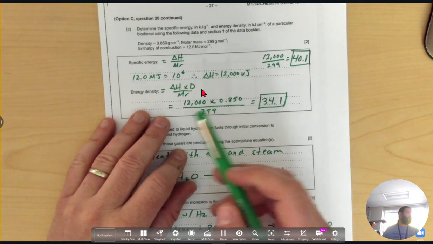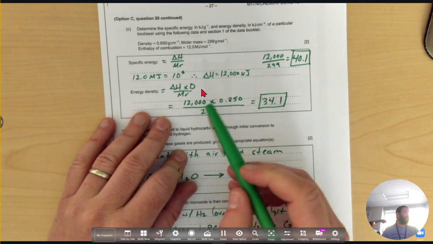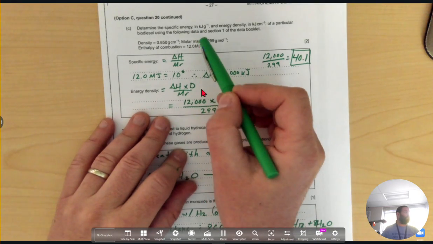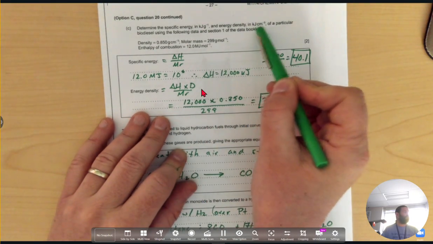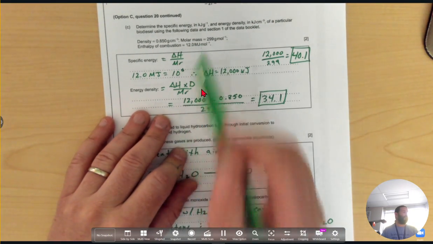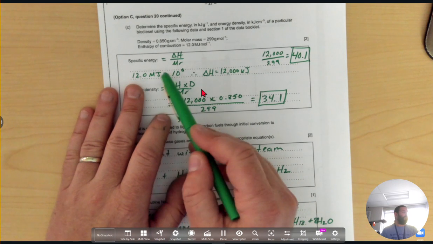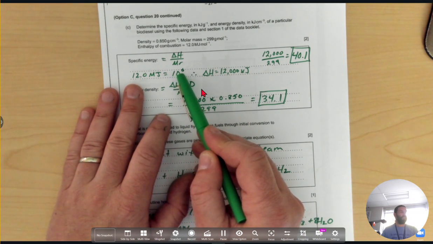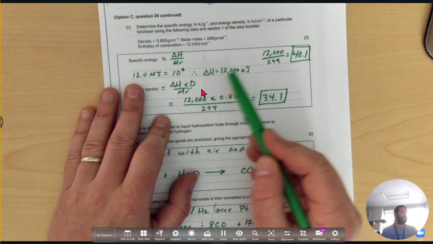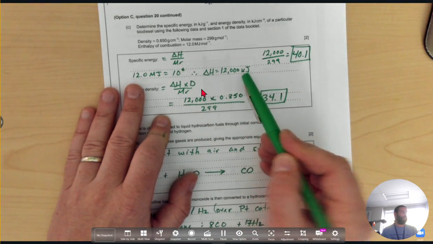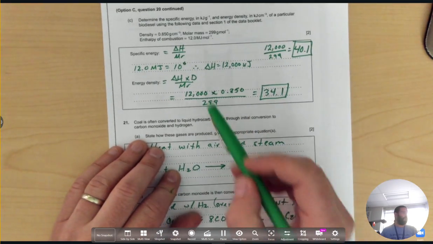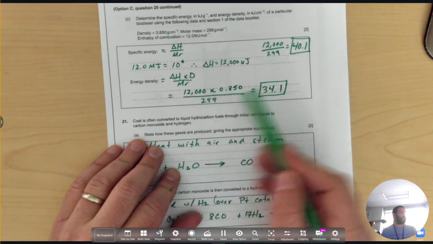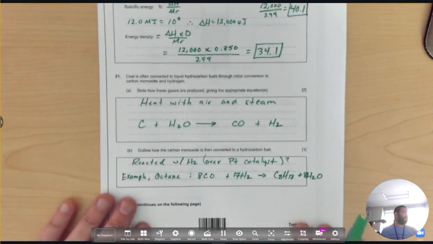Now the only thing where you might get tripped up is the units here. We need to be working in kilojoules because we need kilojoules per gram and kilojoules per cubic centimeter, but we are given megajoules. So remember, a megajoule is 10 to the 6th. A kilojoule is 10 to the 3rd. The difference between them is 10 to the 3rd, so 12 times 10 to the 3rd is the number of kilojoules. All right, so here we just divide it by the molar mass. Here we multiply it by the density, then divide by the molar mass.